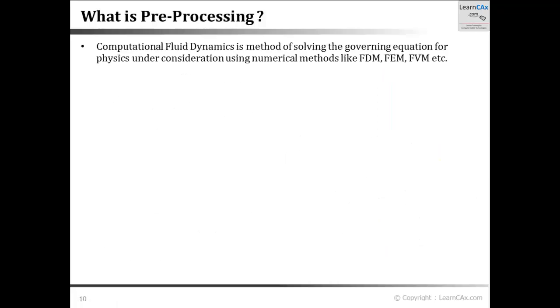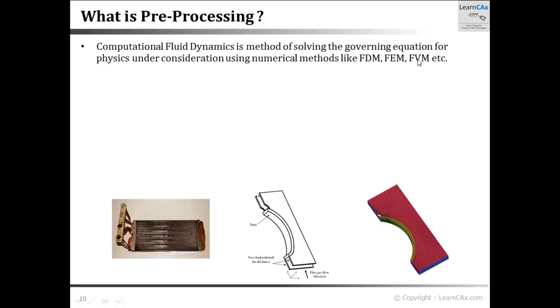Now what is pre-processing? Pre-processing collectively means CAD cleanup, CAD generation and mesh. So computational fluid dynamics, which is a method of solving governing equations or physics, uses either of the theories like finite difference, finite element or finite volume. So for that, we need to pre-process the CAD model and then give it to the solver, where either of these methods is used in order to generate results.